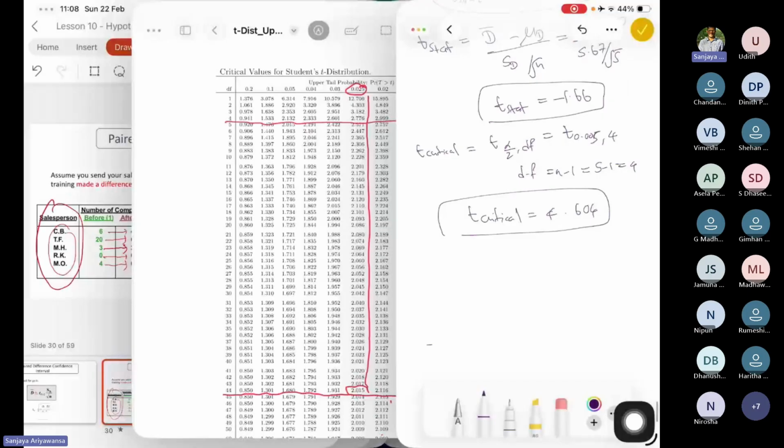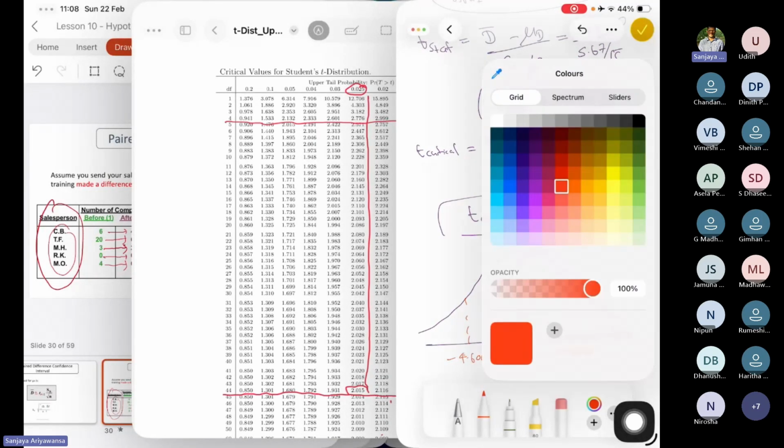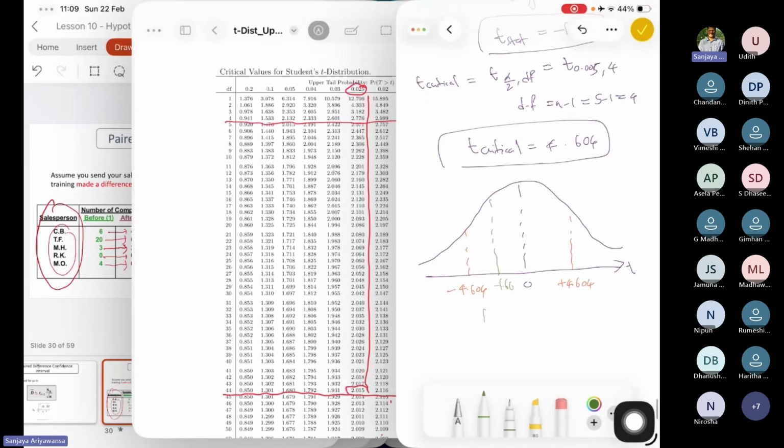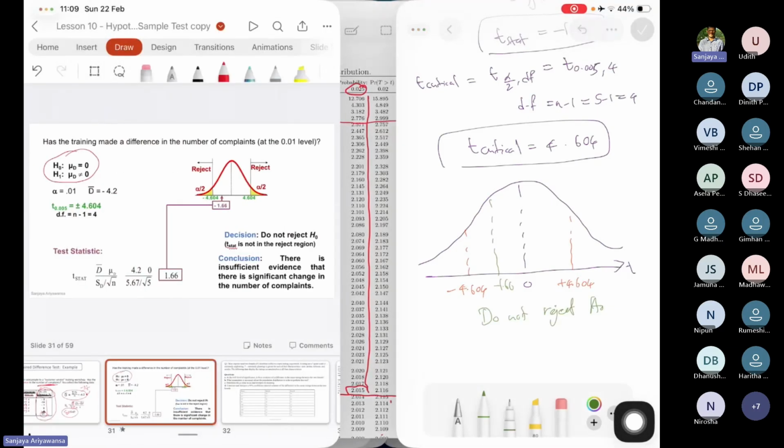So if you graph this, you have your two critical values. What is that? Minus 4.604 and plus 4.604. And what is your t test statistic value? It's safely inside this region, negative 1.66. So you say that you do not reject H0. That is, you're saying that there is insufficient evidence that there is significant change in the number of complaints.